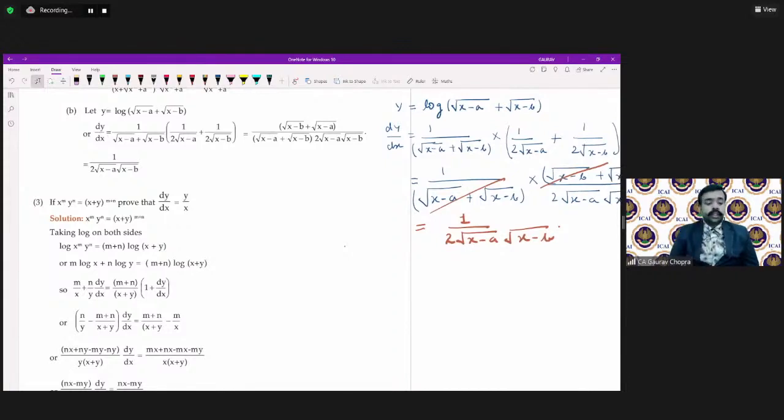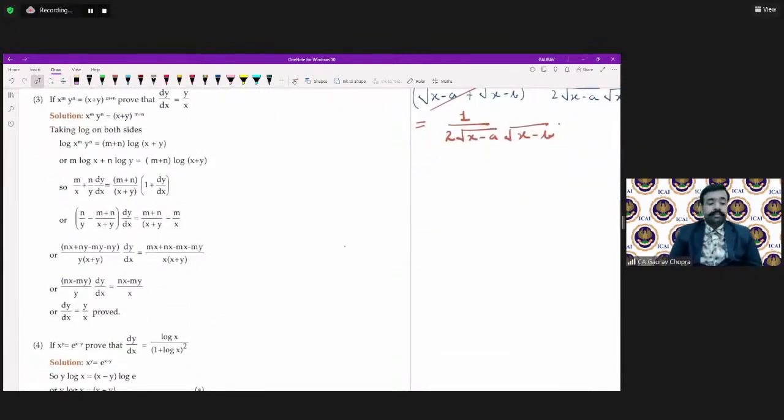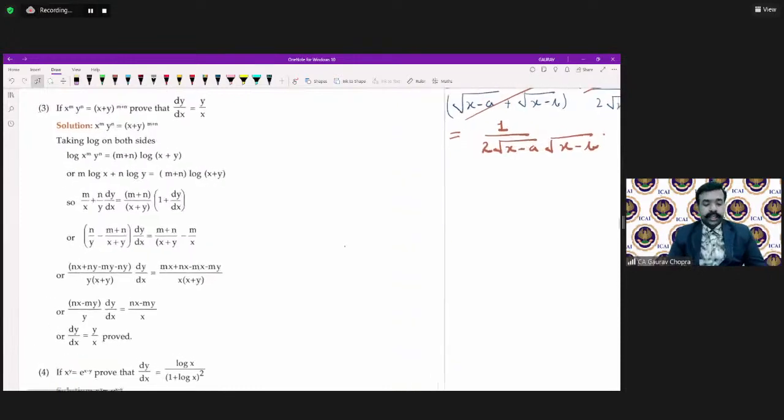Now we will do this third question. This is also one of the different questions, an interesting one. Now what is this question saying?